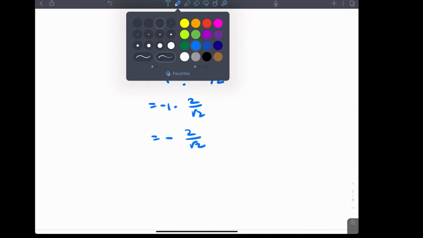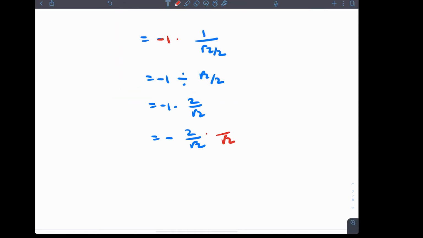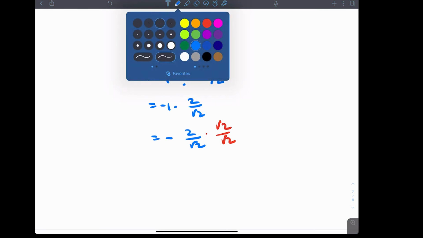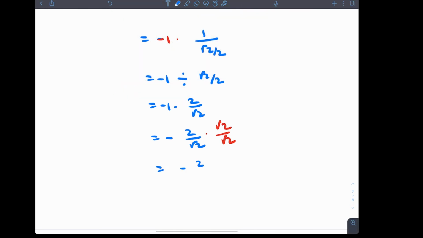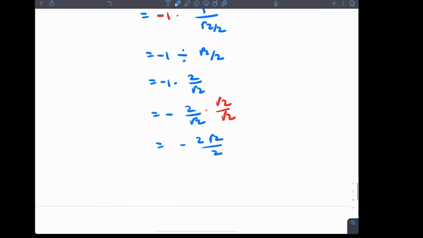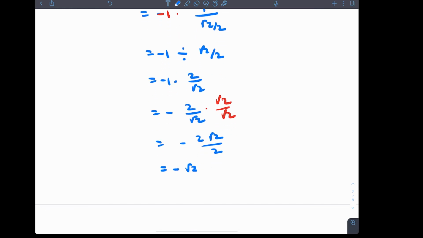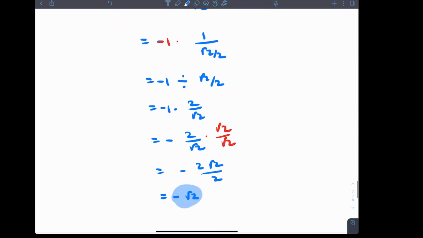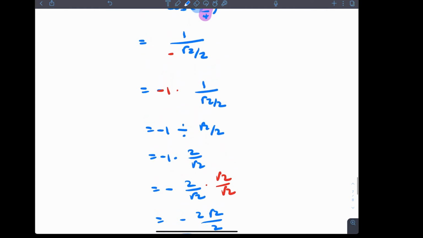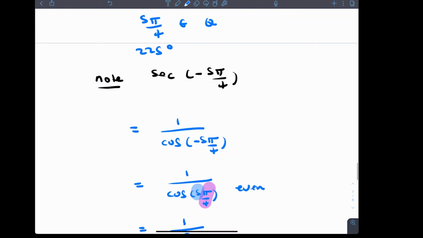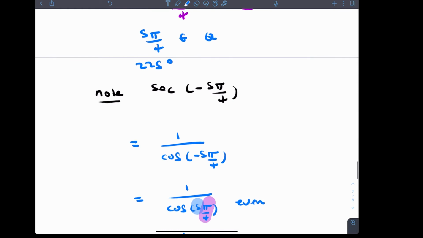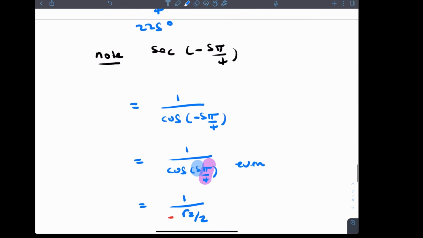Yes, you can rationalize. What is this? Final answer is what? Negative square root of 2. I did all the arithmetic here. So it's minus square root of 2. So they can even ask you questions like that, and notice we're using all the little details we went over. All the details. What do you guys think?